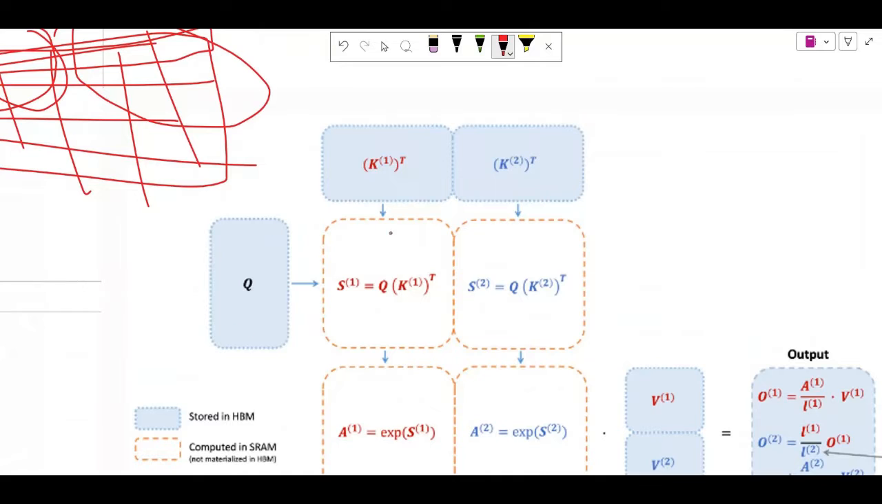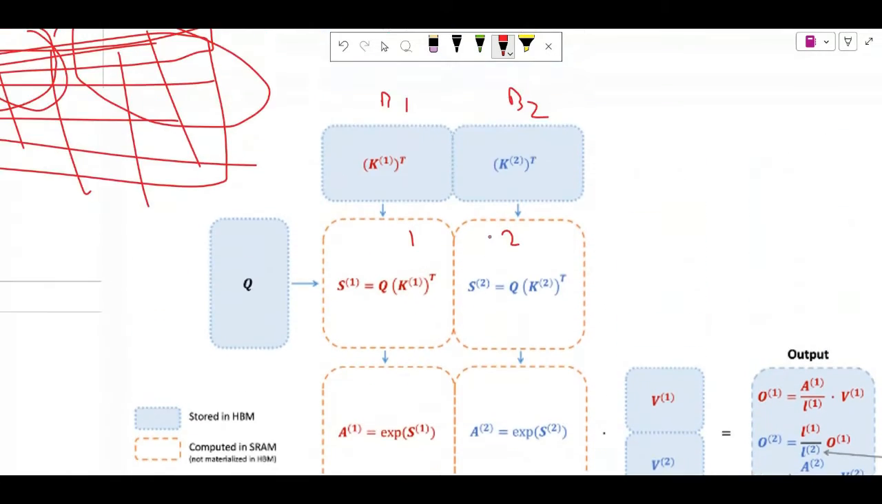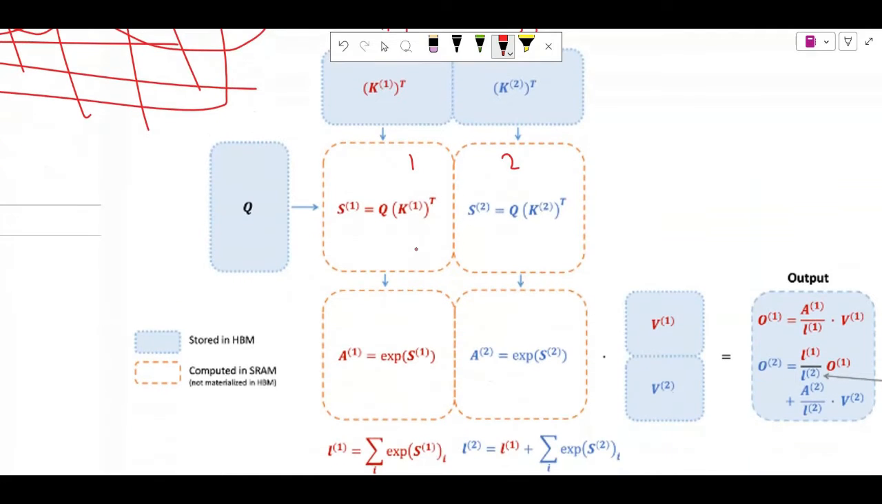The blue parts are in the HBM and the dotted parts are in the SRAM. So we want most of the things to happen in the SRAM. This is block number 1 and this is block number 2. These are two different SRAMs, is what I understand. This is SRAM number 1, this is SRAM number 2, because that is how you will parallelize it, is what I think. Or maybe it is the same SRAM and you're doing it sequentially, I don't know. Most probably you're parallelizing it.